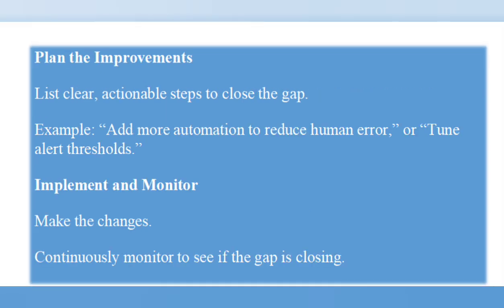The next point would be planning the improvements. List down clearly the actionable steps to close the gap. For example, add more automation to reduce human error, or tune alert thresholds. The last point would be implement and monitor. Make the changes, and continuously monitor to see if the gap is closing or not.